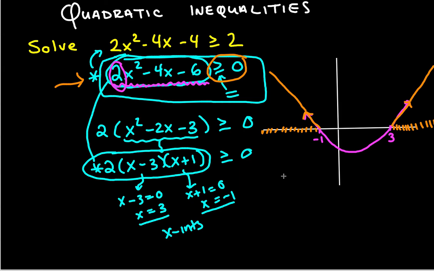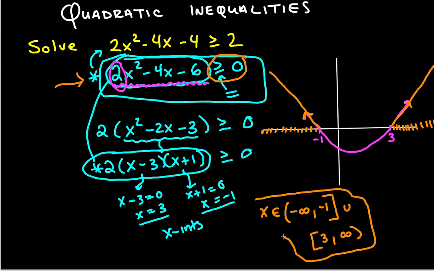So our solutions are all the x's in the range of -infinity to -1, including -1, union with the set of real numbers from 3, including 3, to positive infinity. That's the solution to that quadratic inequality.